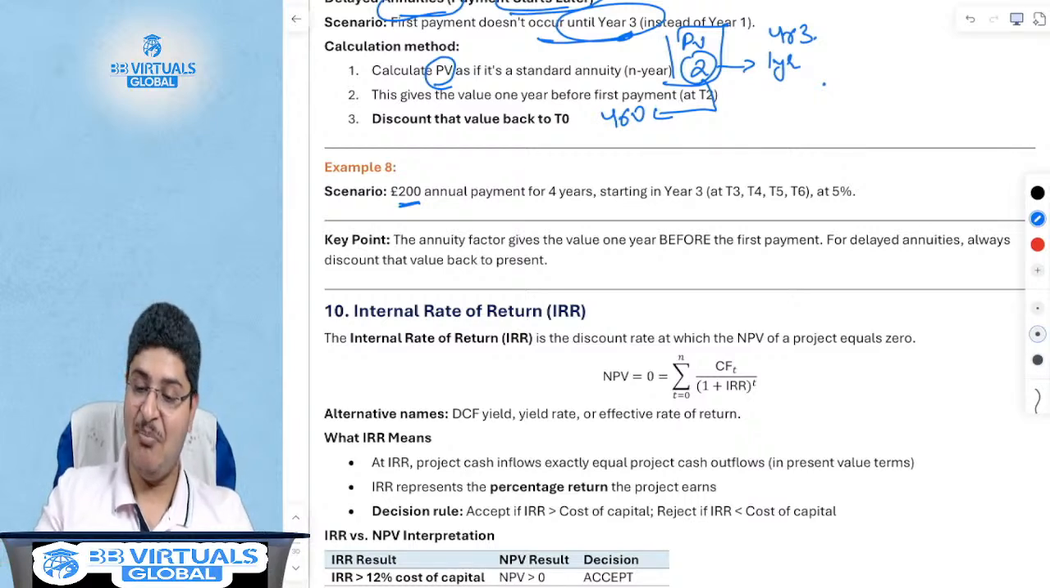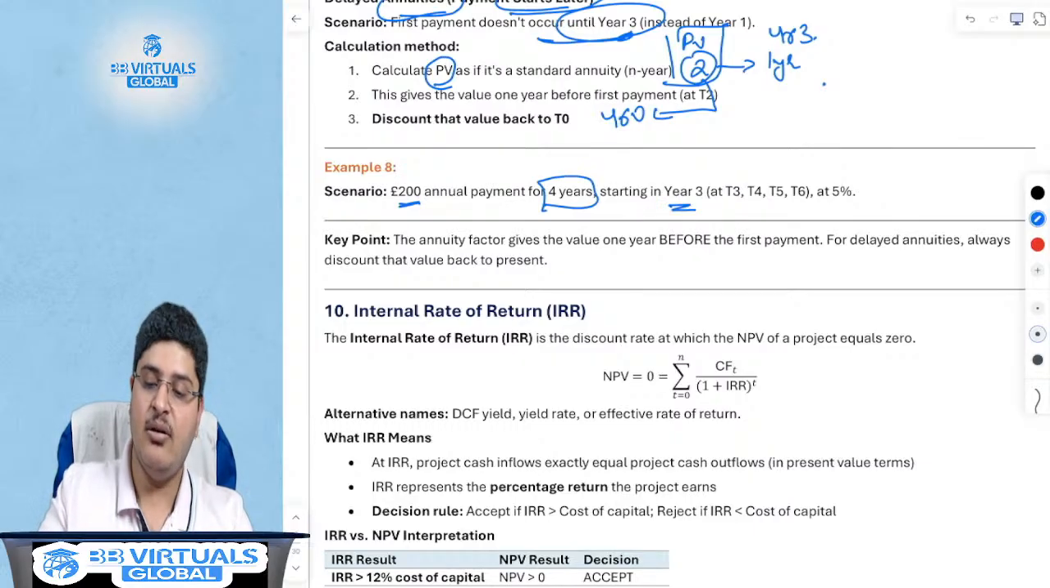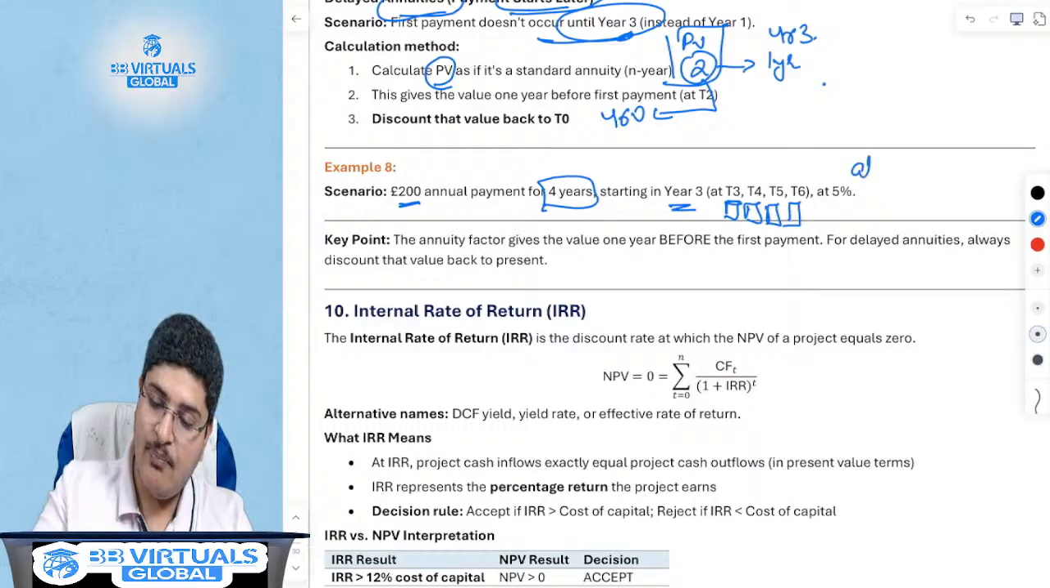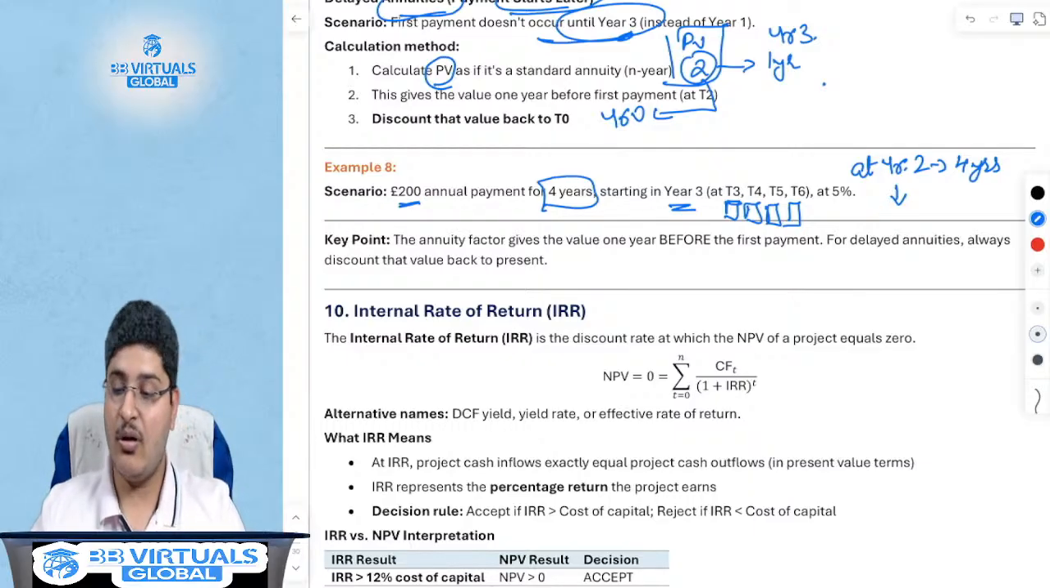But anyways, coming back, your annual payment will start for 4 years at year 3, which means at the end of year 3 you'll get something, end of year 4 you'll get something, year 5 you'll get something, year 6 you'll get something. So at year 2 you will do the math for 4 years. At year 2 you assume for a moment that year 2 is your year 0. You do the math for 4 years. How do we do it?